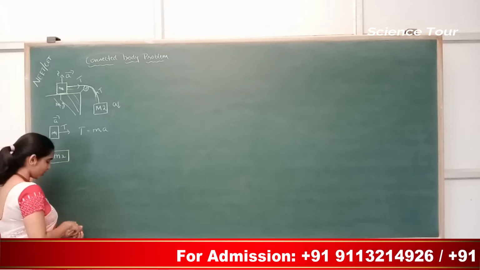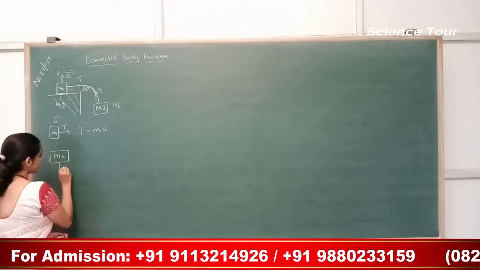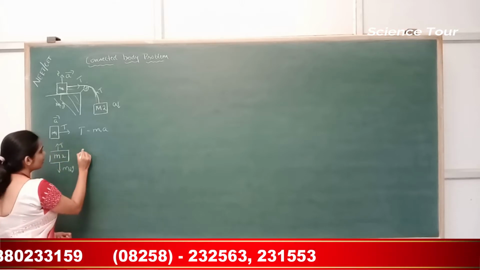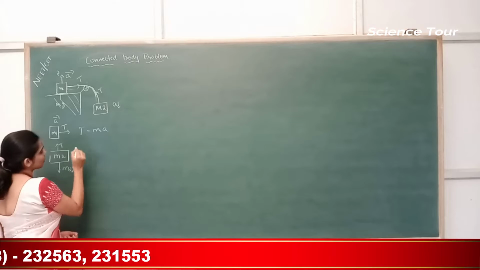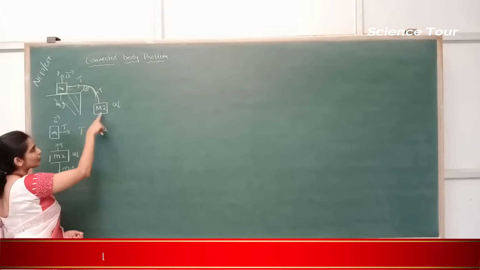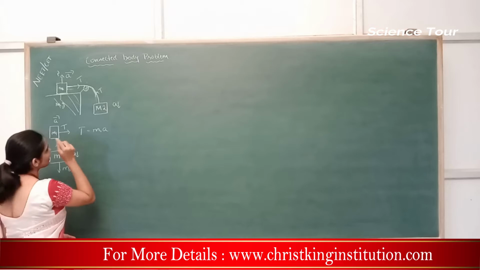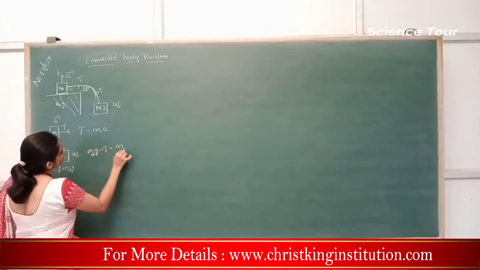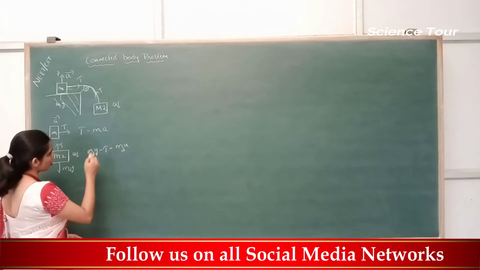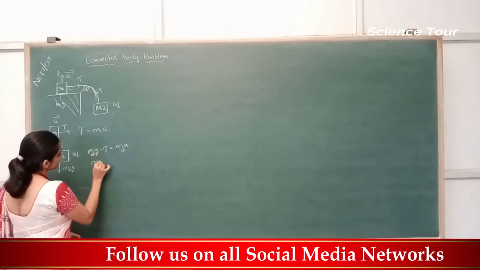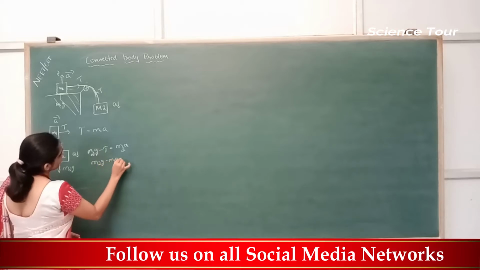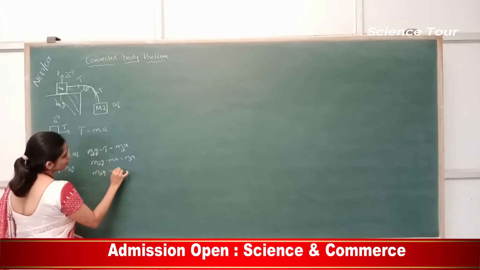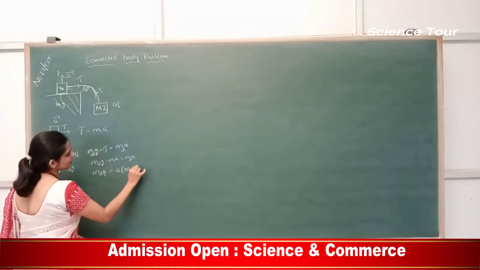So the forces acting on M2 are, one, the weight of M2, M2 into g, and another, the tension. Acceleration is towards the weight, so obviously the weight of M2 is greater than the tension acting on the string. M2 into g minus T is equal to M2 into a. So M2 into g minus M1 into a is equal to M2 into a. Therefore M2 into g is equal to a times M1 plus M2.